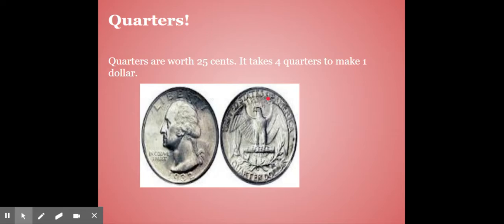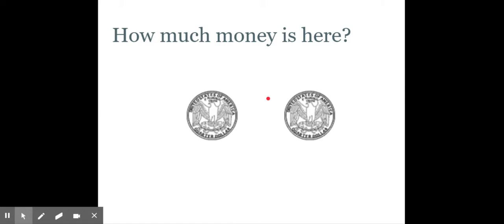Let's try a little bit of practice. How much money do you see here? Even though I just kind of told you the answer on the last slide, you see 2 quarters. Here's 1, here's 2. So if 1 quarter is worth 25 cents, 2 quarters is worth 50 cents. So you have 50 cents on this page. I'm not going to give you the answer on the next one too fast. Get ready.